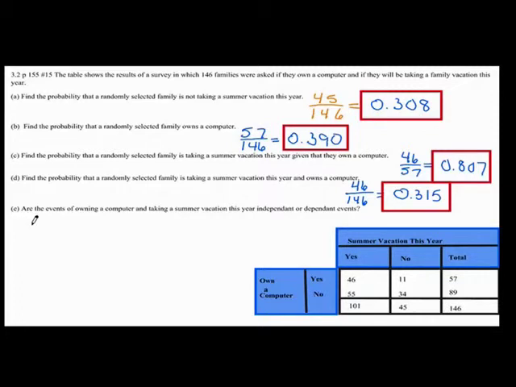Part E asks us, are the events of owning a computer and taking a summer vacation this year independent or dependent? And the answer here is going to be dependent. The reason why is because of something similar to Part C. So that's going to be dependent because of the given. So if we're asking what's the probability of a family taking a summer vacation this year, the answer would be 101 out of 146. But if we asked what's the probability of a family taking a summer vacation given that they own a computer, that's only the 46 out of the 57. So they affect each other. That's why it is dependent.